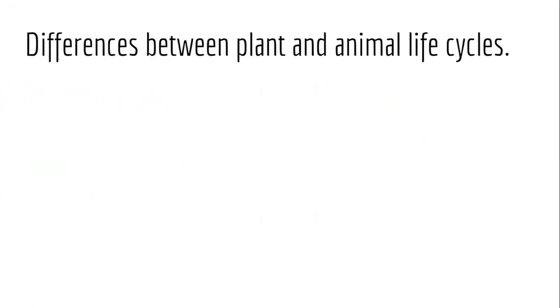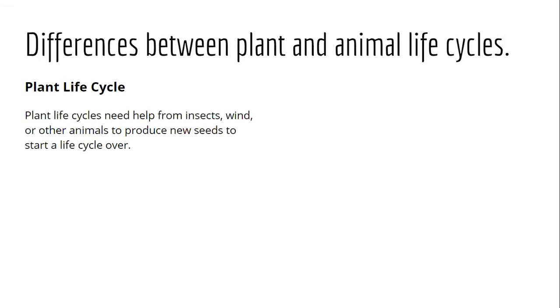So let's think of some differences between plant and animal life cycles. Plant life cycles need help from insects, wind, or other animals to produce new seeds to start a life cycle over. We learned about this in lesson 1. In lesson 1, we talked about how plants have to pollinate. Once they're grown into a beautiful flower, they have to pollinate to create more seeds. Once those seeds are grown, they are put into the ground to become new flowers and start the life cycle over again.